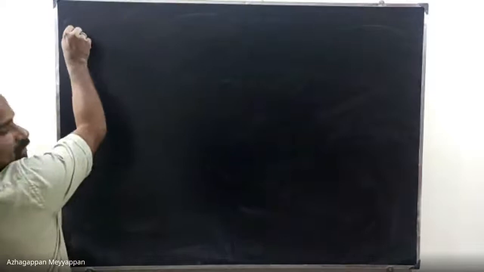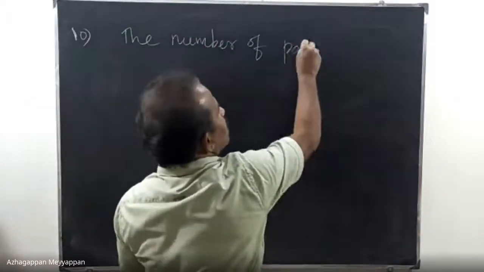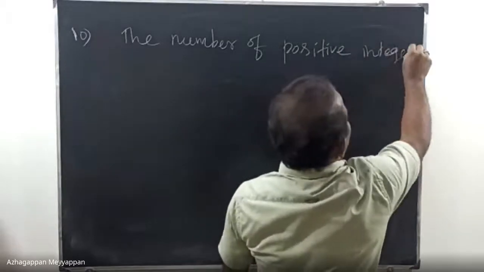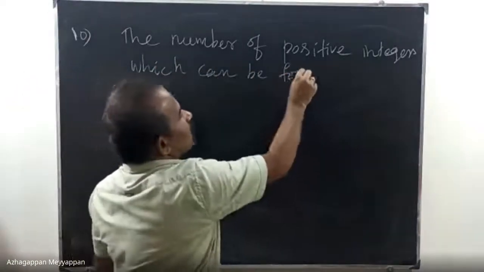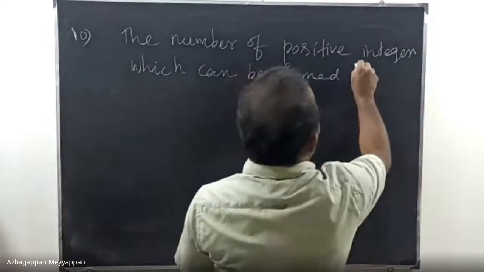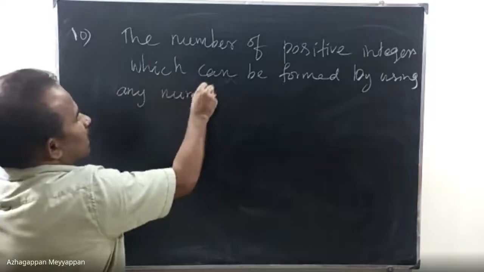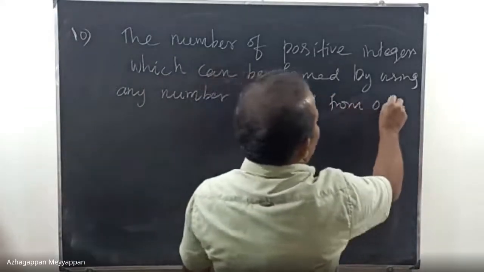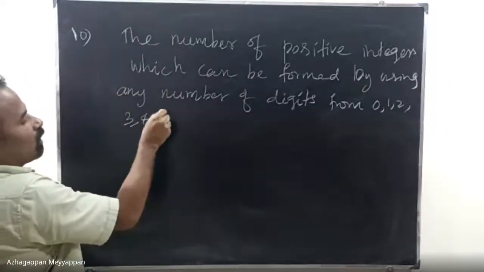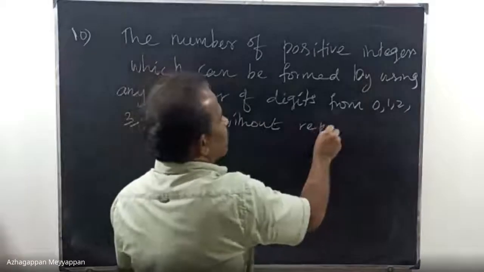Next question is question number 10. The number of positive integers which can be formed by using any number of digits from 0, 1, 2, 3, 4 and 5 without repetition is.